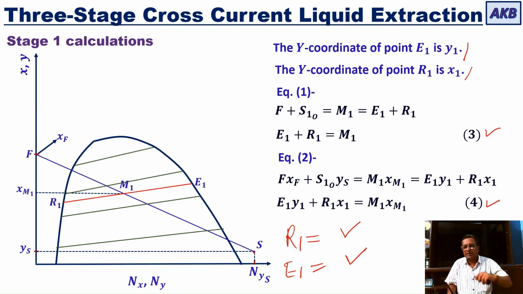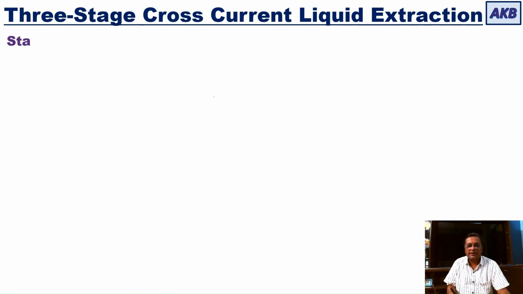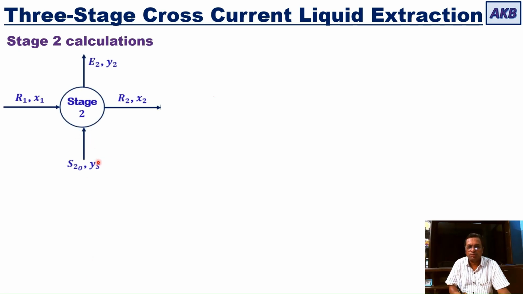Okay, so I hope the calculations for stage number 1 are clear to you. Now let us understand the calculations for stage number 2. First let me show you the stage. Input to stage number 2 is the raffinate phase coming out of stage number 1. It is contacted with a fresh solvent phase, where S20 is its mass or mass flow rate, depending on whether it is batch wise or continuous operation. Ys is the weight fraction of solute in it.